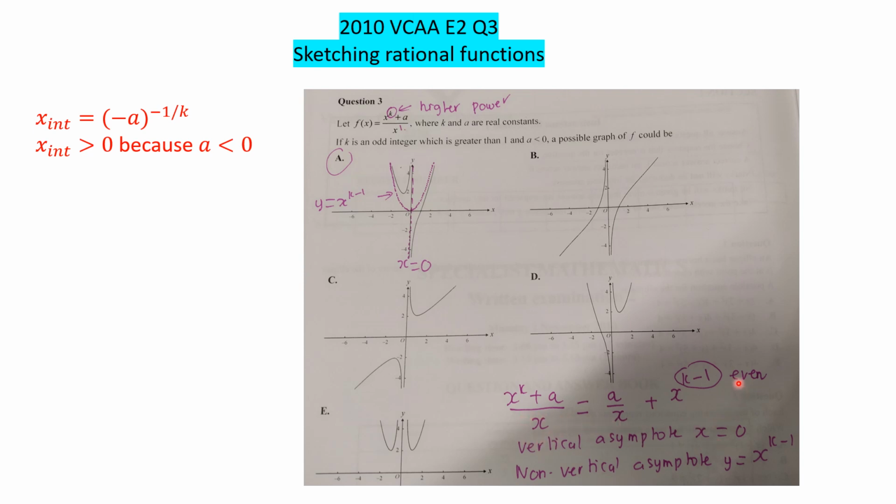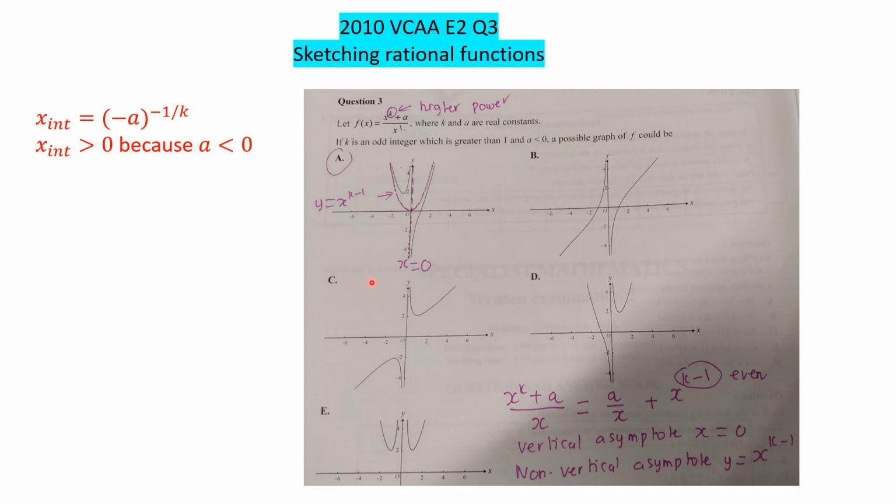So now let's try to see which graph will follow the non-vertical asymptote. So basically when x is approaching positive and negative infinity, your graph should follow x^(k-1). So it could be a parabola, for example, because the power is even. So A could be an option because you can see that the vertical asymptote is also equal to 0 as well. For B, if you try to draw the non-vertical asymptote, it's not going to follow that. So B can be eliminated.